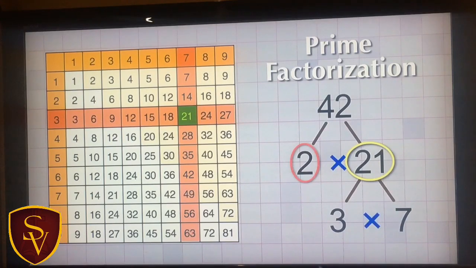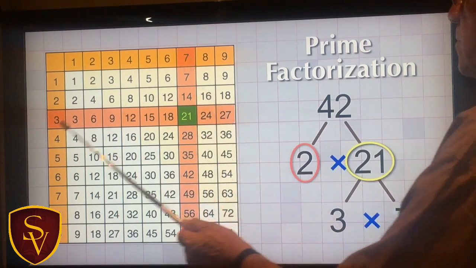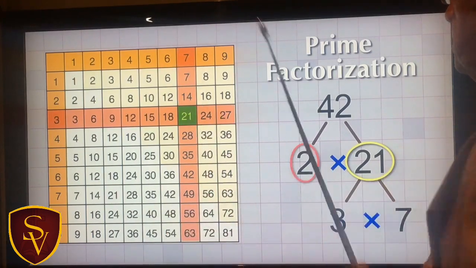All right, let's see the factors that give us 42. 42 is a number that, if divided by 2, is going to give us 21, because half of 4 is 2, half of 2 is 1. If 2 times 21 gives us 42, we still have 21 as a factor. And if we look at a multiplication table, 21 is also a product: 3 times 7 is going to give you 21.